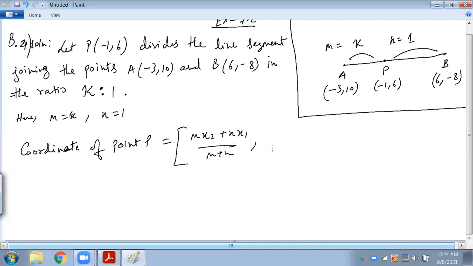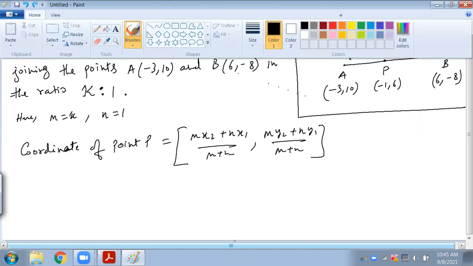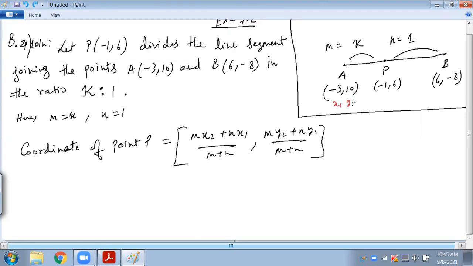So the coordinate of the point P, the x coordinate is (mx2 plus nx1) by (m plus n), and the y coordinate is (my2 plus ny1) by (m plus n). Say A is (x1, y1) and B is (x2, y2). The coordinate of the point P we already know, so we can take the coordinate (-1, 6).